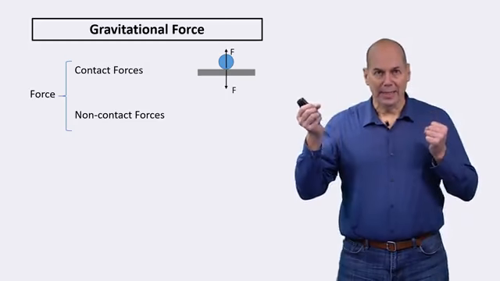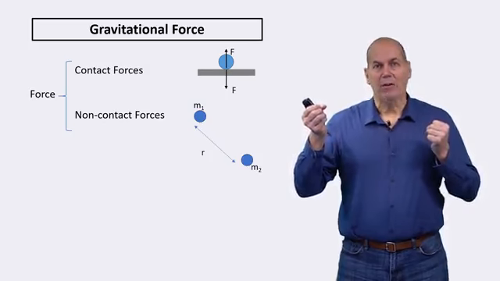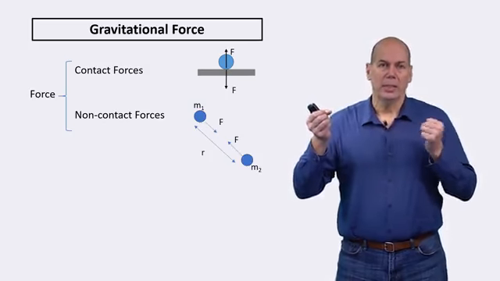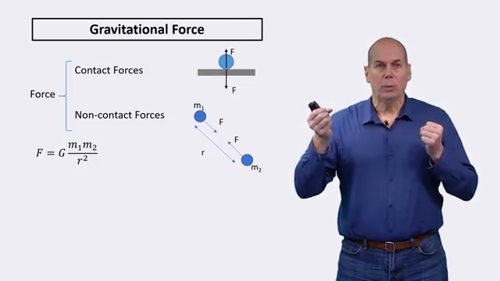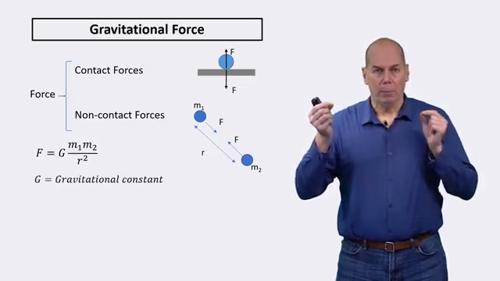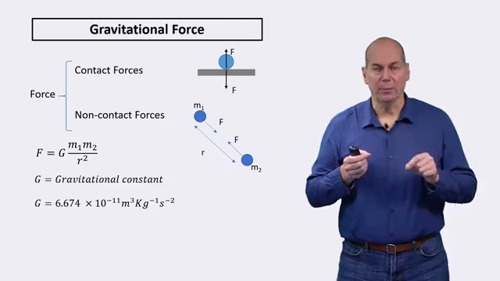Whenever we have two masses at a distance of r, these two masses exert a force on each other, which is again an action-reaction force, which can be shown to be proportional to the product of the two masses and inversely proportional to the square of their distance.